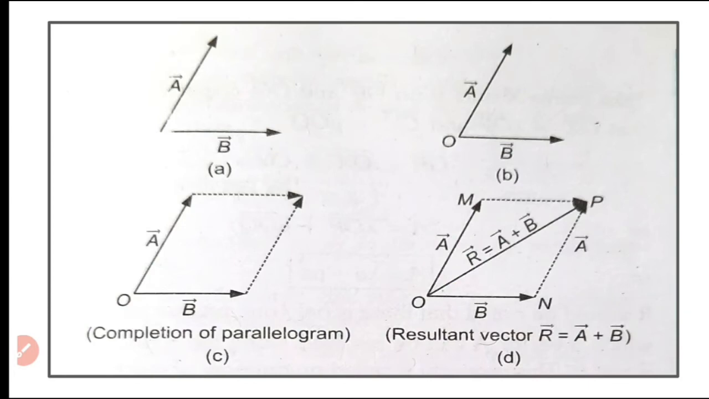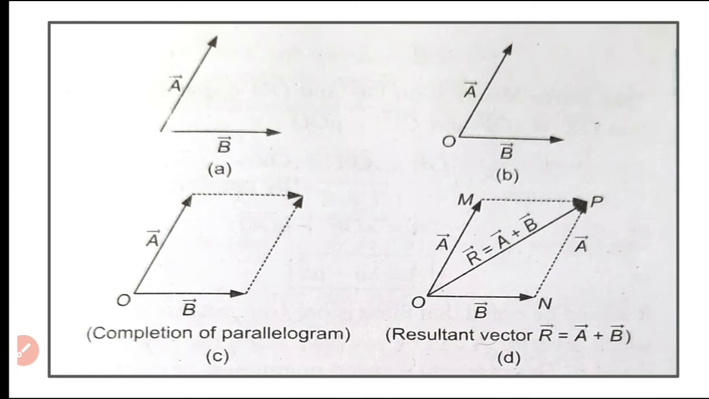Here we have the picture showing the application of the parallelogram law of vector addition. First of all, we have two vectors, vector A and vector B. Here we have to shift vector B and keep it with vector A such that the two tail points coincide. Take care that their directions should not change. You can either shift A or shift B, but after shifting, the directions of the two vectors should not change.